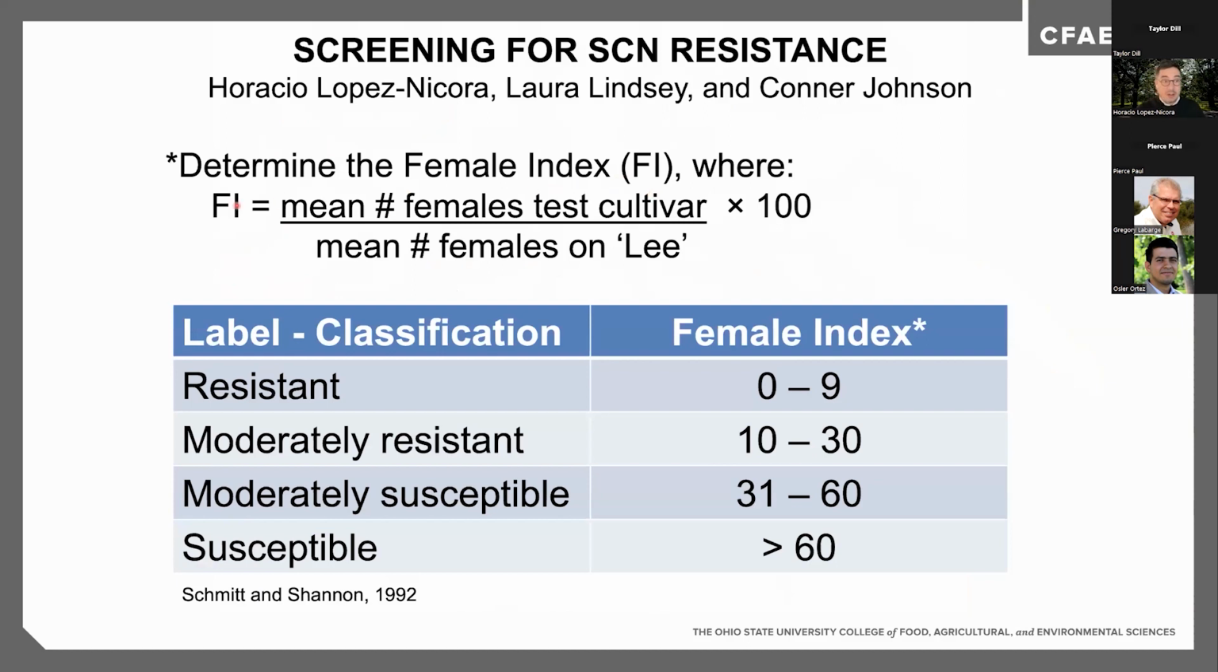With that, we generate what we call a female index. And this is the project that we're working on with Laura Lindsay and Connor Johnson, a master's student in my lab. We can then screen different cultivars, different varieties that are commercially available to growers, and classify them. If the female index is less than 10, we'll call that highly resistant. If it's between 10 and 30, moderately resistant. If it's above 60, we're going to call that susceptible.